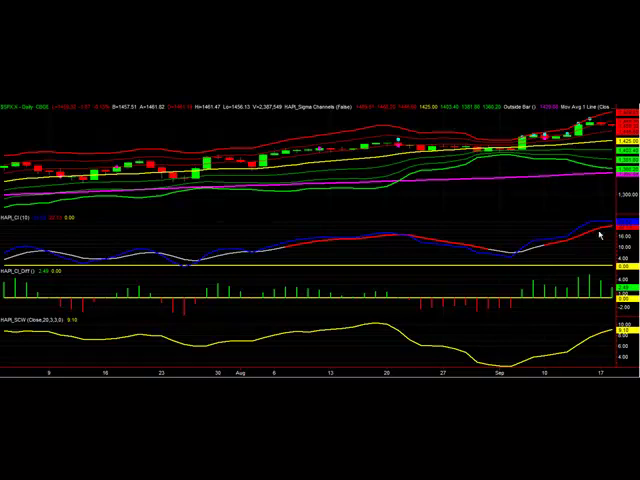CI continued to be red and slope starting to decrease. We're starting to get a flattish slope. This could be an ending sign of the rally we've had.